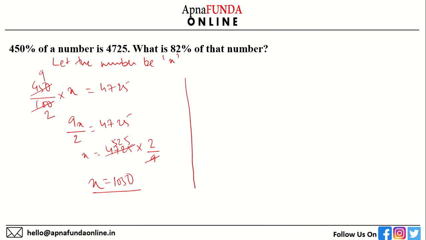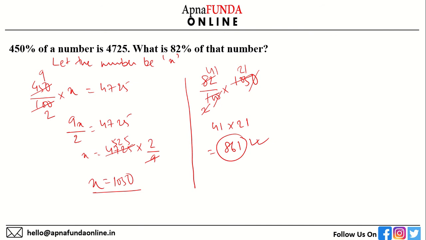Our main question is what is 82% of that number. So now 82% of that number, that is 1050, will give me what? Let's solve this. 0 0 gone. 5s are 21 to 41. So 41 into 21 is the final expression. So the final answer is 861. This is the final answer that I have got. I hope you have solved along with me, and this is the answer that you also have got.